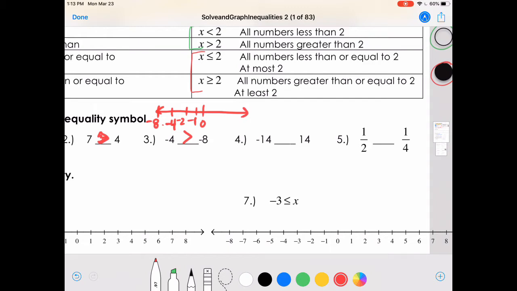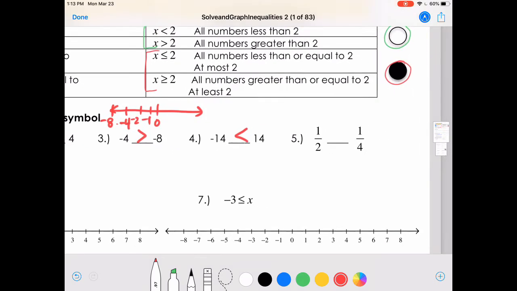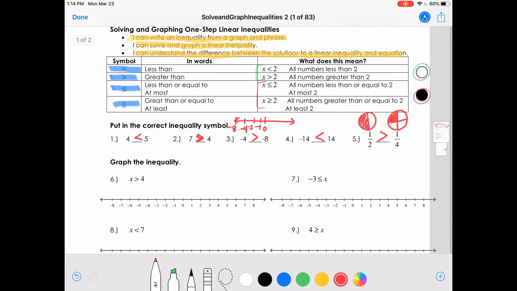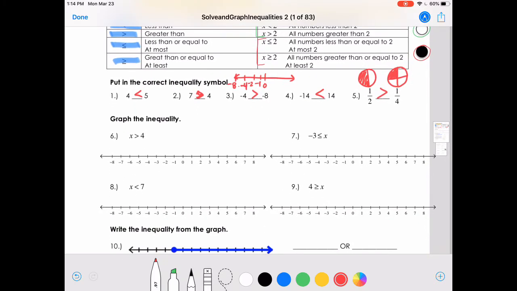For number 4, you have -14 and 14. This one's going to be a less than symbol. -14 is less than 14. The last one is a fraction, and I know you're terrified of fractions, but that's okay. What I do is I like to draw a picture. So for the first fraction, if you have a pizza, let's say, you have 2 slices because that's the denominator, and you have 1 out of those slices colored in. For the next fraction, 1/4, you have 4 slices on your pizza, but only 1 of them is colored in. So that one's going to be 1 out of 4. Okay. From that, you can see that 1/2 is larger than 1/4. So that's a greater than symbol.